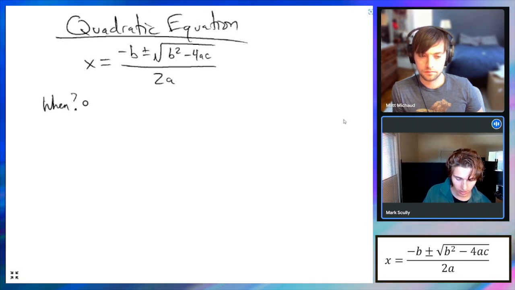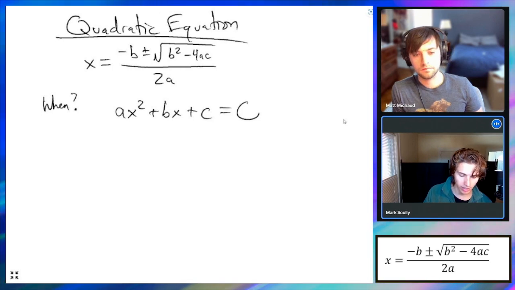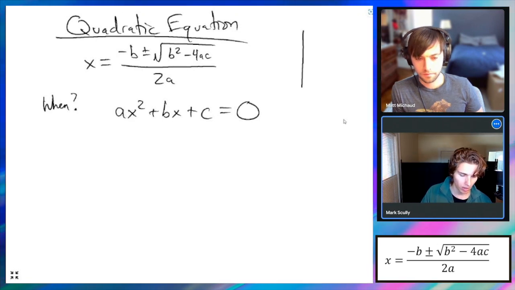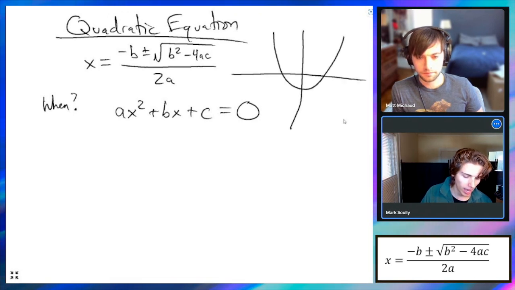We use this whenever we have equations of the form ax squared plus bx plus c equals 0. This kind of question is going to give us two answers because this is the equation of a parabola. A parabola would look something like this, and it could cross the x-axis at 2 points. We're looking for whenever the parabola crosses the x-axis.